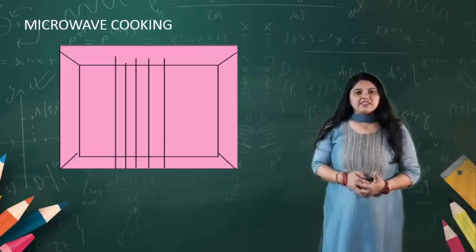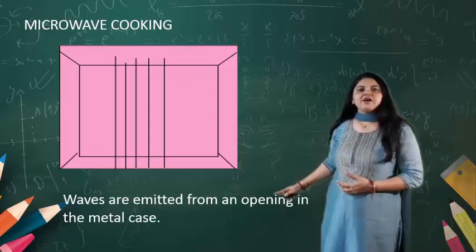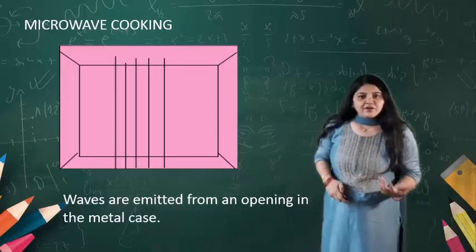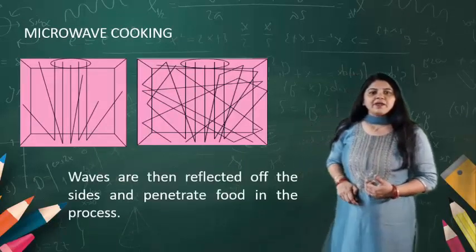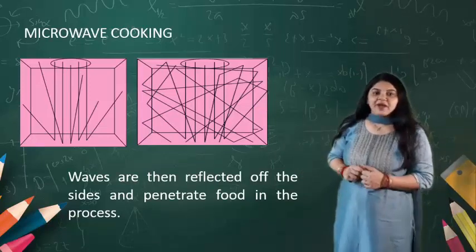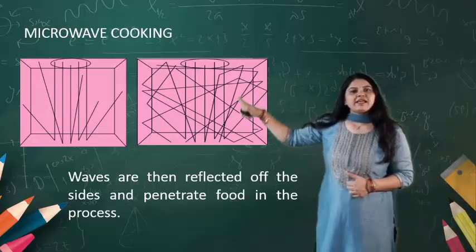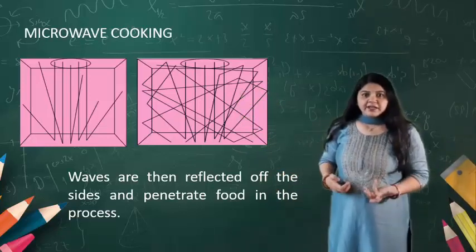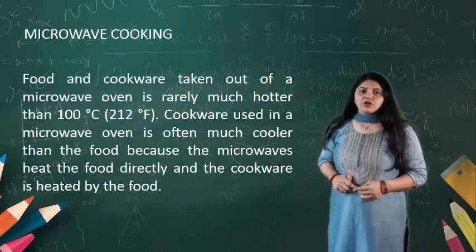Here you can see that inside the microwave oven, the waves are emitted through an opening in the metal case. You can see how the waves are there inside the oven. The microwaves are reflected off the sides and penetrate the food in the process. You can see how the microwaves are reflected and how they reach the food molecules from the container. So this is how the microwave cooks the food.